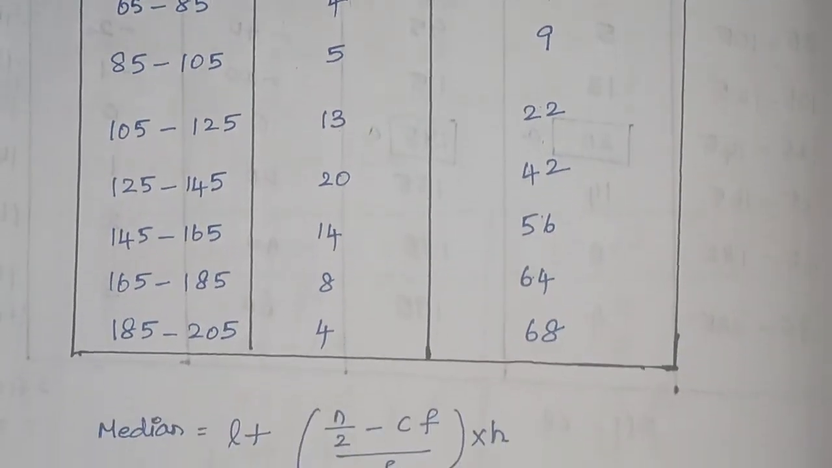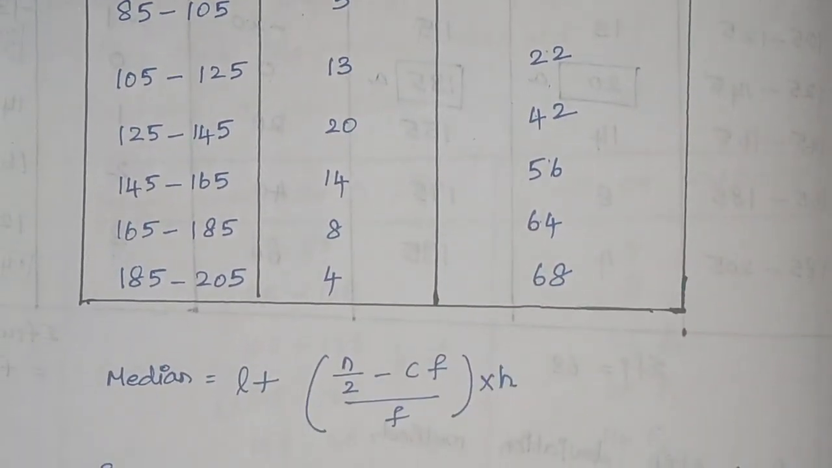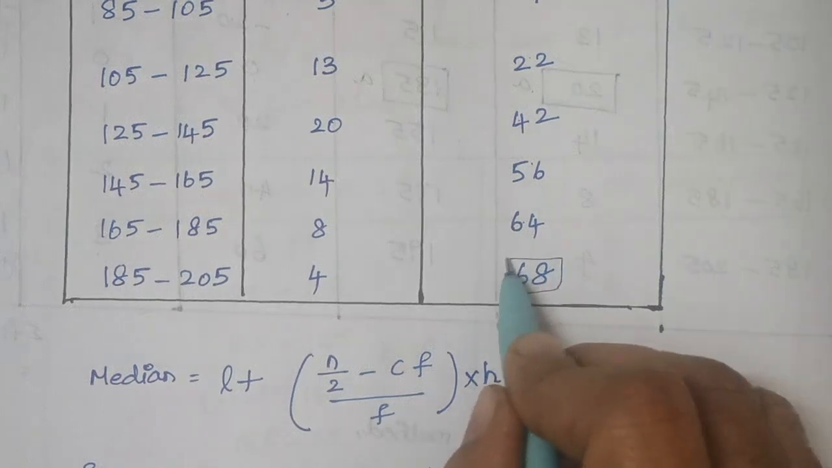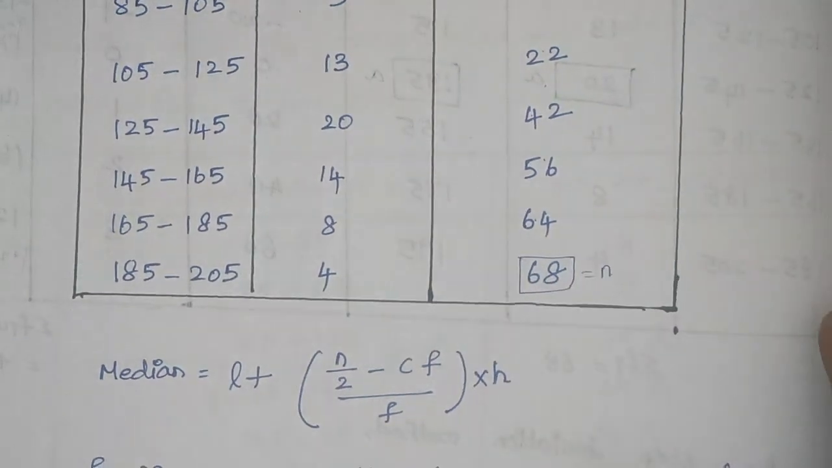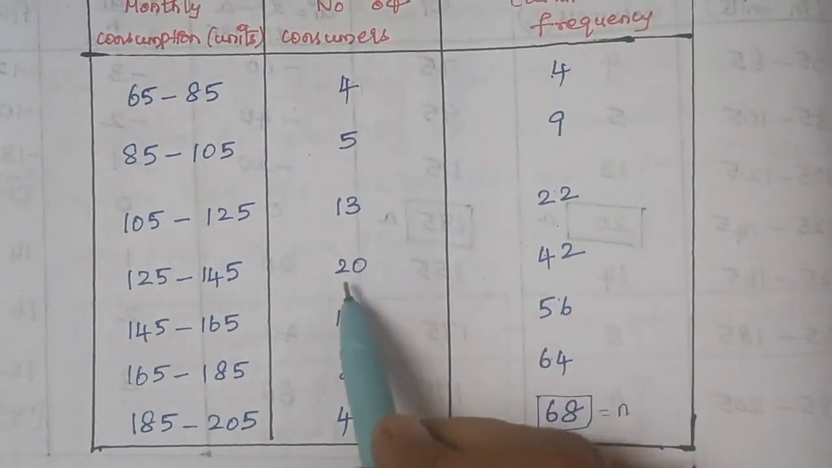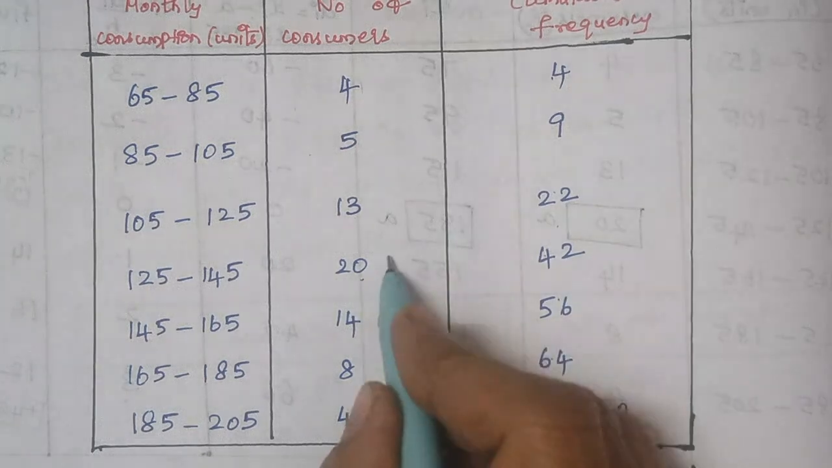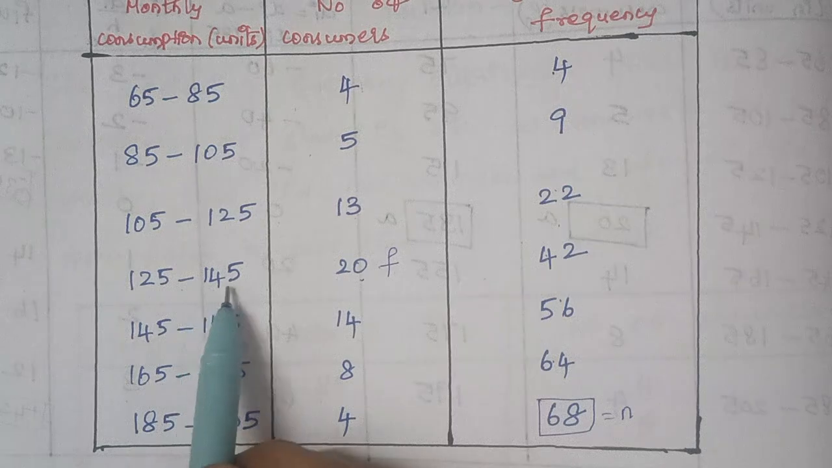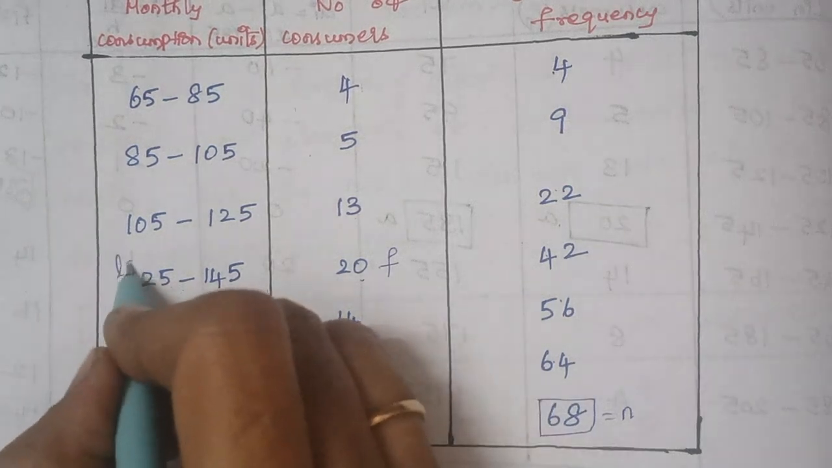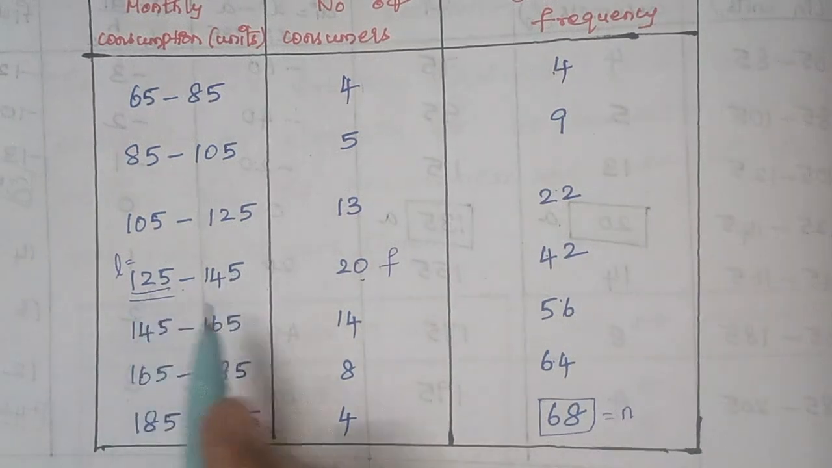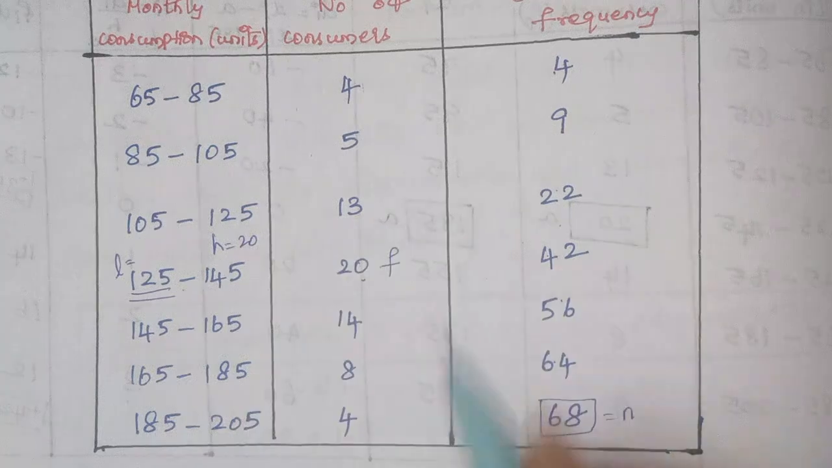So what is the formula for median? This is the formula, L plus n by 2 minus Cf by f into h. So here what is the value of n? The last value, okay, this is taken as n here. And here what is the maximum frequency we have in the tabulation? And the maximum frequency is 20. So this is your value of f. And here the respective class is 125 to 145. So here the value of L is 125. And what about h? The difference between these two. So the value of h is 20.